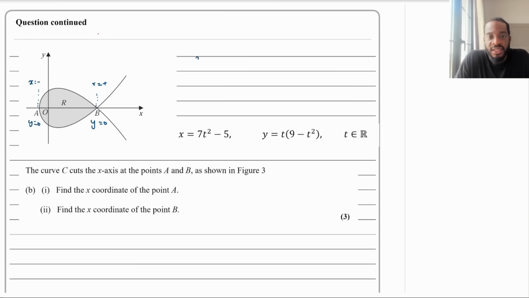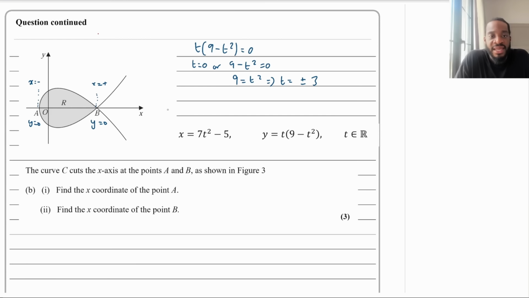I'll do it here. So I'm going to say that t(9 minus t squared) is equal to 0. That means either t is equal to 0 or that factor 9 minus t squared is equal to 0. So I've got one value of t, that's fine. And then that means that 9 is going to equal t squared. So therefore t is going to equal plus or minus 3 when I square root it. So we just need to plug in our values.